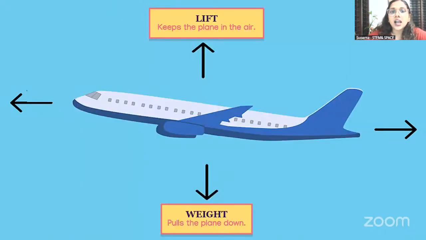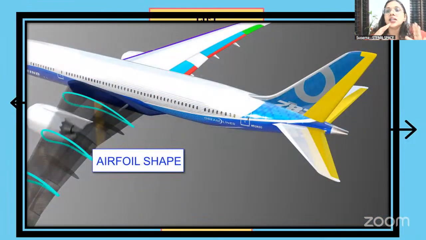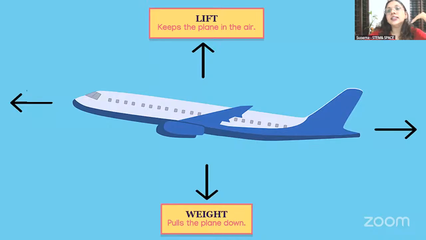The wings are created in a special shape called airfoil shape. What it does is it creates two different pressure regions. At the bottom of the plane, it creates a high pressure region, and on the top of the plane, it creates a low pressure region. So the air is pushing the airplane up. That is what gives our airplane this particular force called lift.